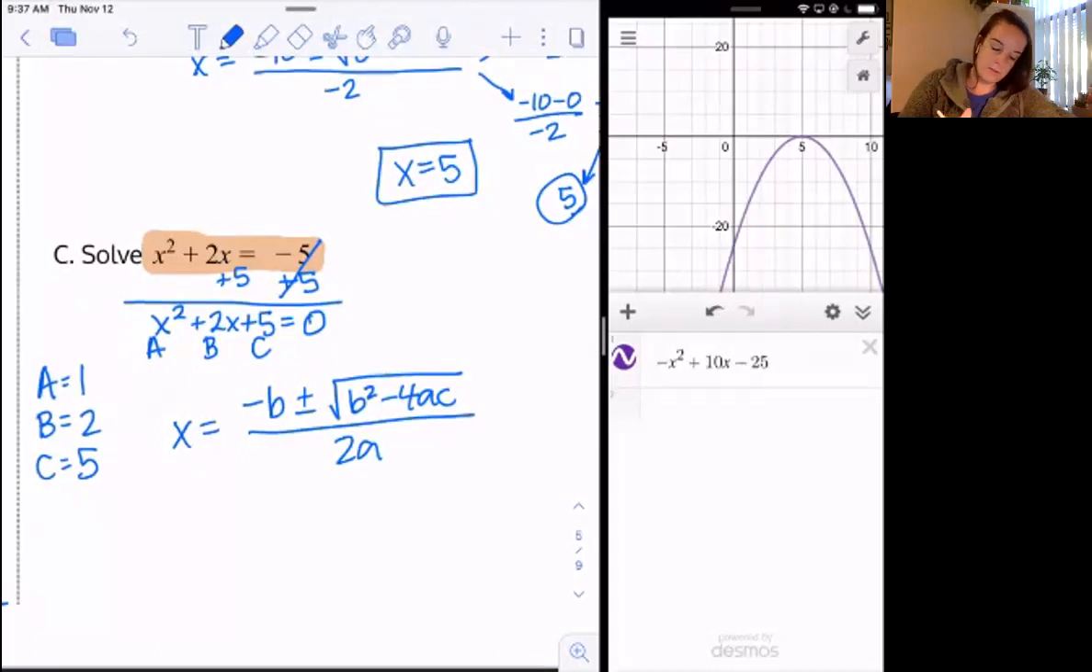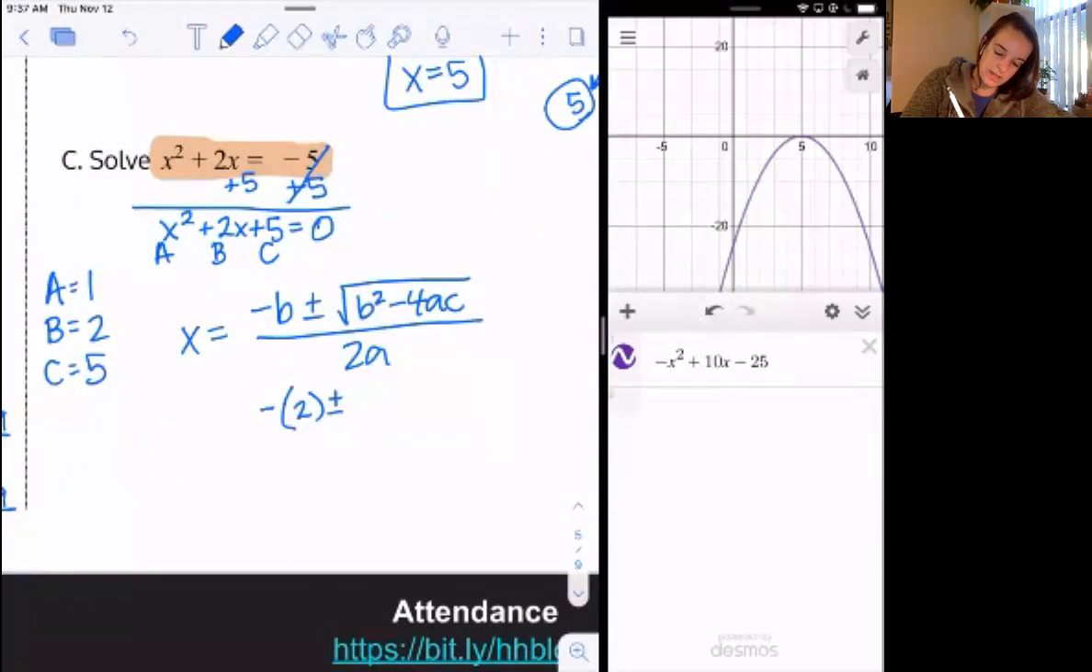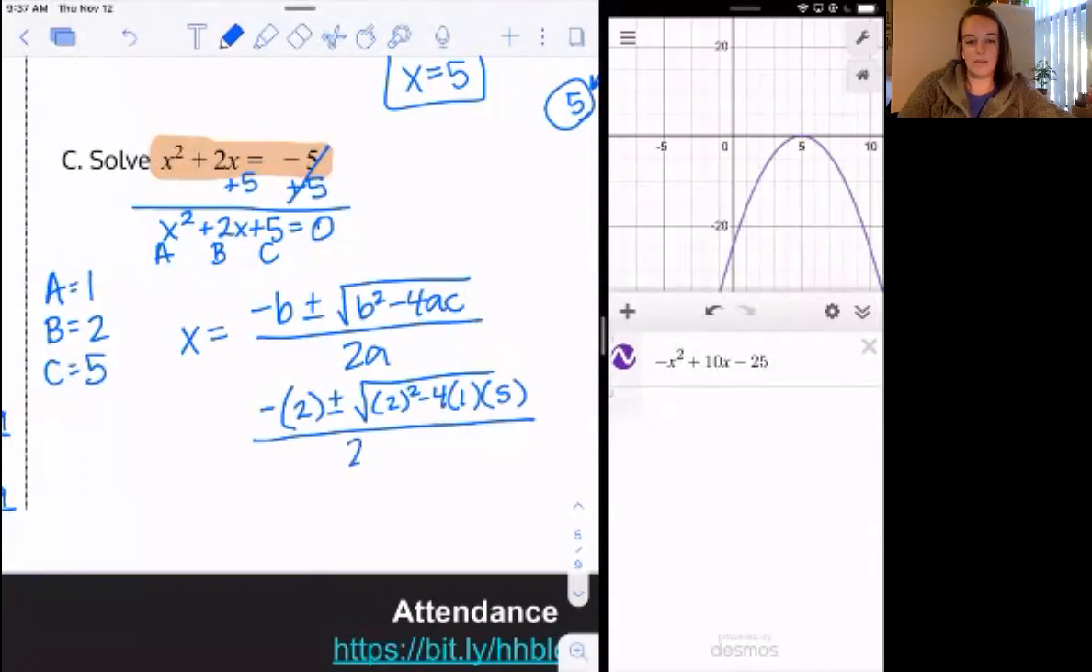All right, so I'm going to plug in negative 2 plus or minus the square root of 2 squared minus 4 times 1 times 5 over 2 times 1. Doesn't work so well with the numbers. But I took out B, plugged in the number, took out A, plugged in the number, took out C, plugged in the number, into the bottom.